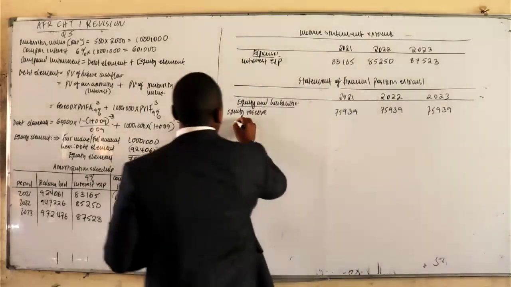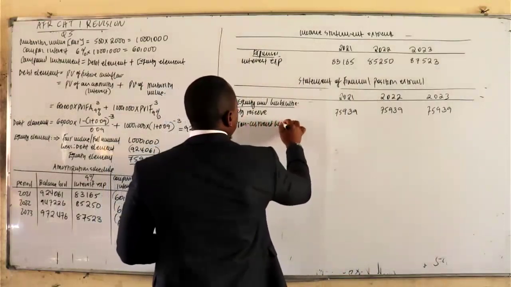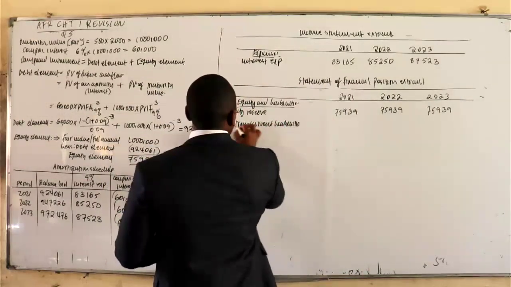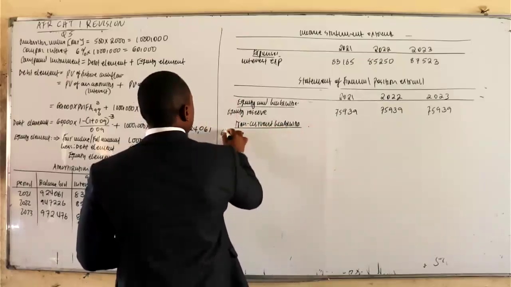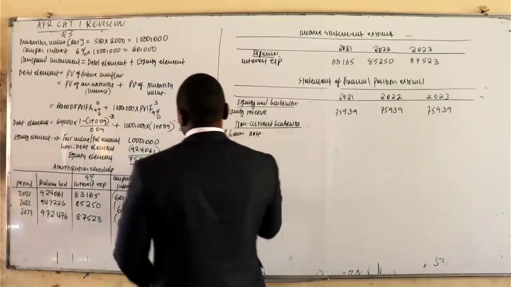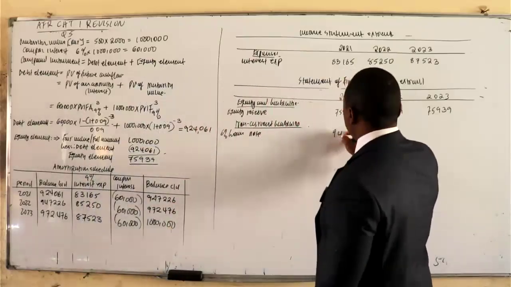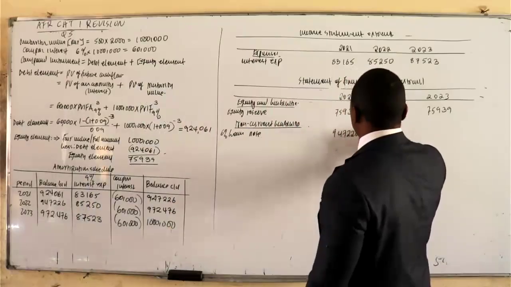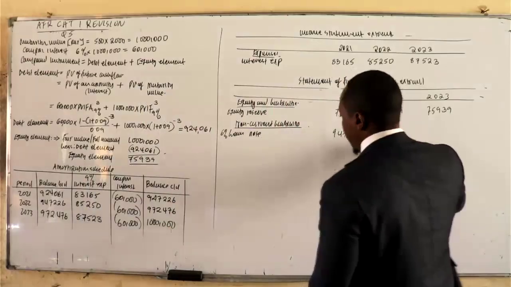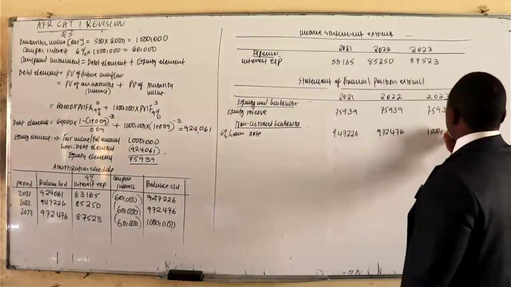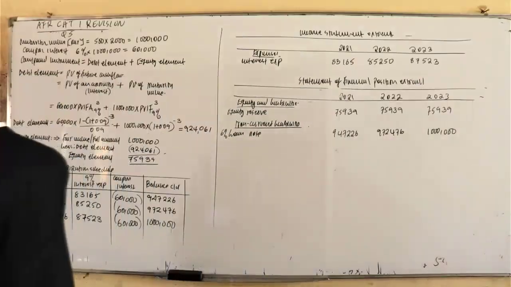And then we have a non-current liability. The non-current liability, we have a loan note, a 6% loan note. Here you factor in the balance carried down. Is an amount of 947,226, 972,476. Then here we have 1 million. So you can take a screenshot.